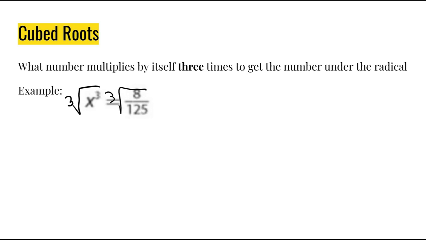It's the same as the square root. I can do the cube root of 8 over the cube root of 125. So what number multiplies 3 times to give me 8, over what number multiplies 3 times to give me 125? Cube root of x cubed is just x, equals the cube root of 8, which is what number multiplies 3 times to give you 8? That's 2. 2 times 2 is 4 times 2 is 8, over 5. 5 times 5 is 25. 25 times 5 is 125. So I get x is 2/5.